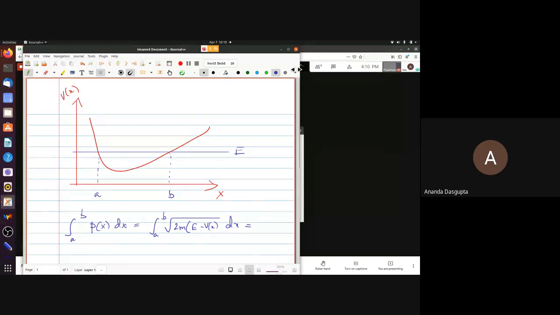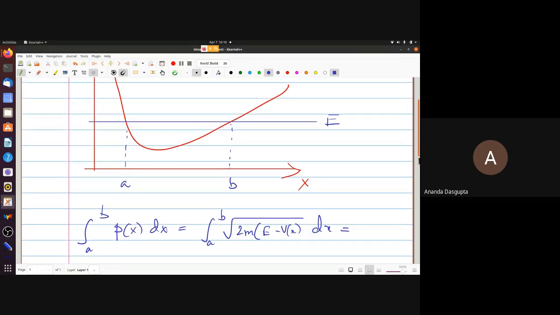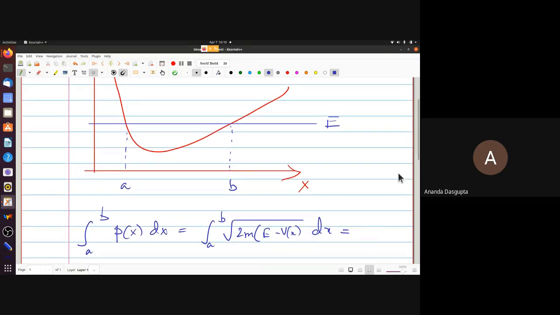So how much is this going to be? According to the Bohr-Sommerfeld quantization condition, this quantity is going to be (n plus half) h-bar pi, not 2 pi, right? You remember that the way we stated the Bohr-Sommerfeld condition is if you divide this by 2 pi, you get (n plus half) h-bar. But that is actually for a cyclic integral over a complete cycle. And here you are not integrating over a complete cycle.